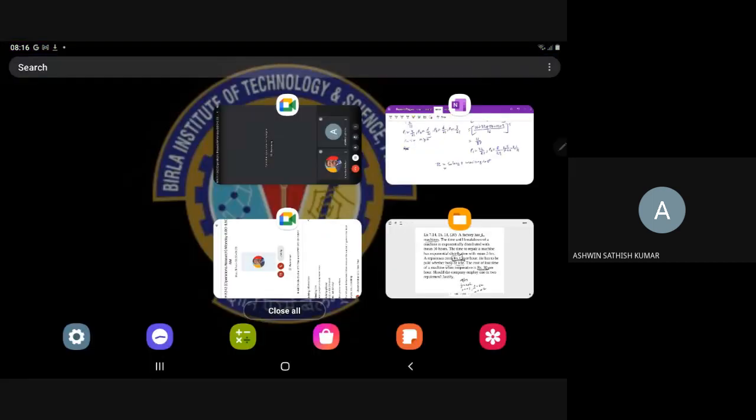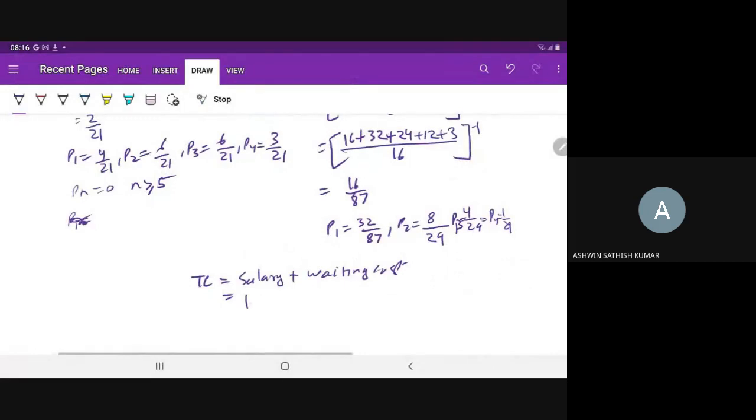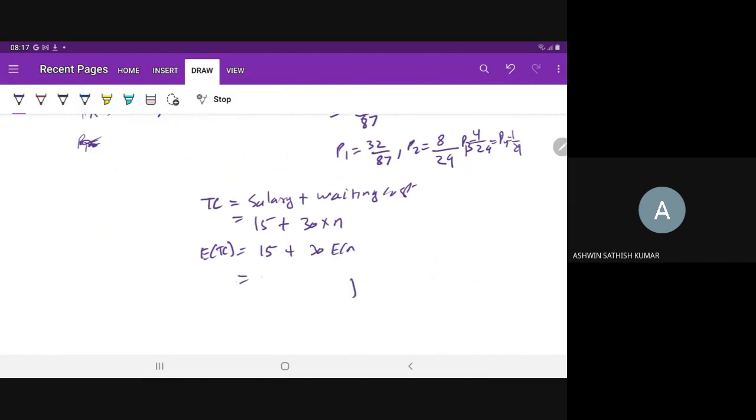The salary per hour is given to you as 15. So it is given as 15 plus 30 into the number of failed servers. So the expected total cost will become 15 plus 30 E of N. So that is 15 plus 30 L.